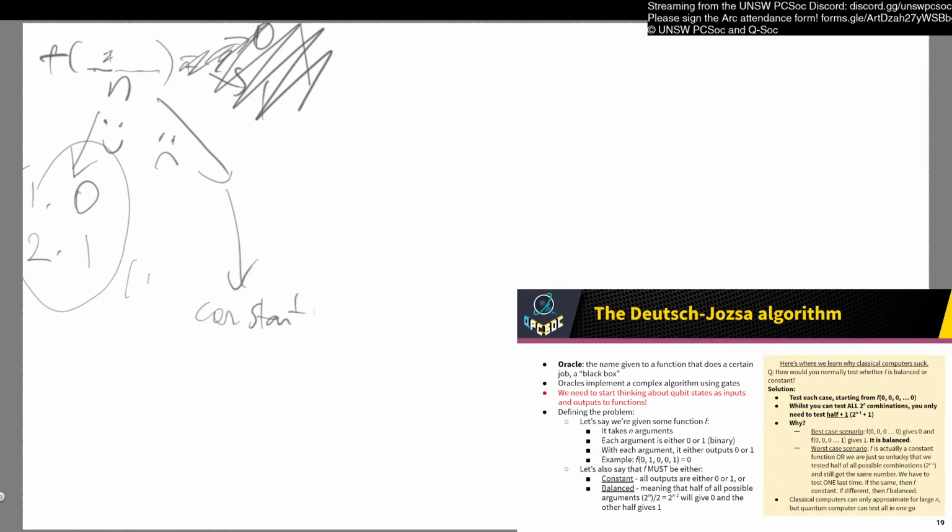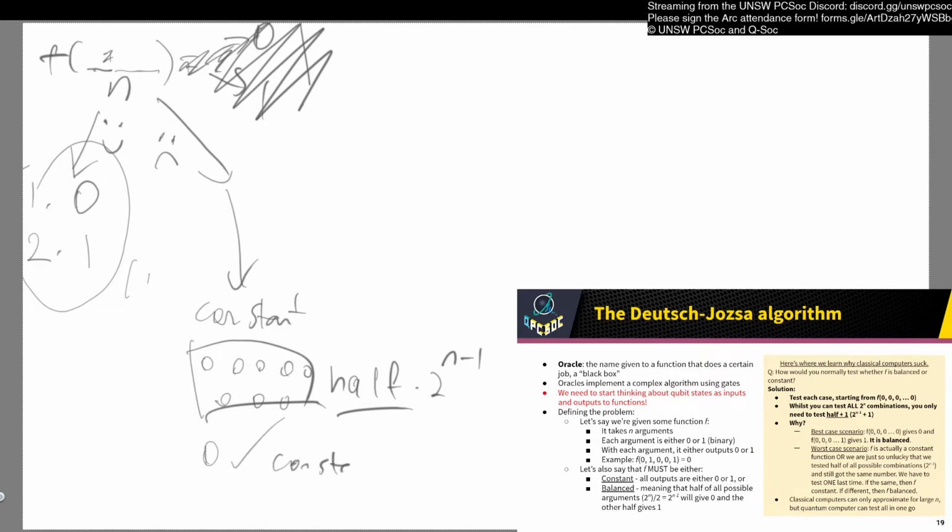You're given a constant function and you keep on testing. You get 0, 0, 0, 0, 0, 0, 0, up until you've tested half of all possible inputs, that's 2 to the power of n minus 1. You have to test one more just to be sure whether it's truly a constant function or a balanced function. So if the next one that you test is a 0, then you're done. You know it's constant. If the next one you test is a 1, then you know it's balanced. And that can happen with a balanced function.